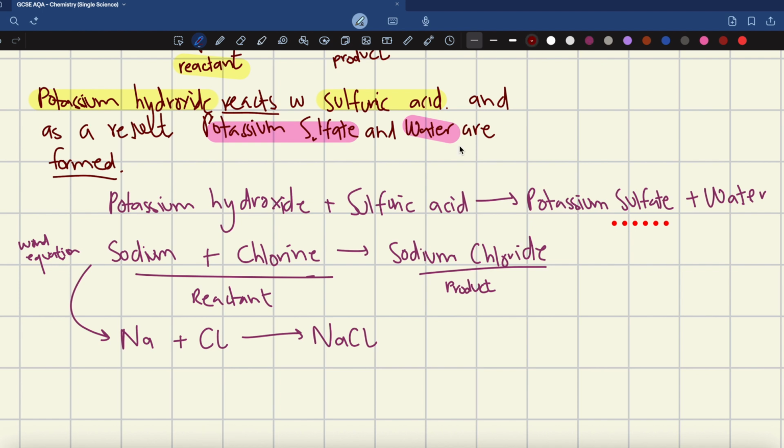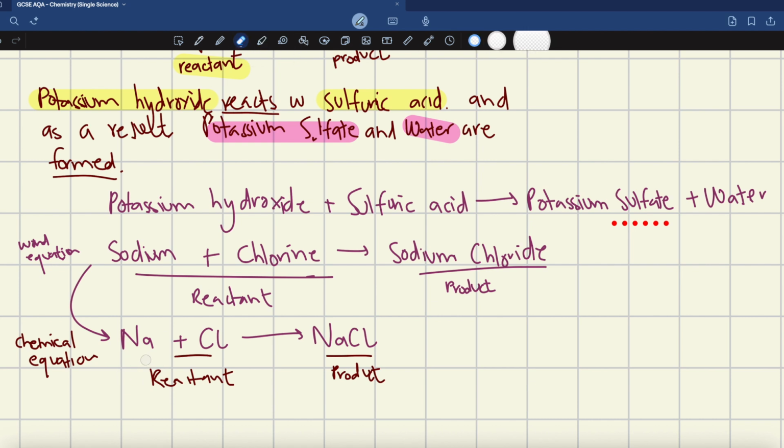The basic idea remains the same. These two are our reactants, and NaCl, this is our product. However, this is not a word equation. This is a chemical equation. So please know the difference. If the examiner asks for the word equation, you write the name of the element, the name of the compound in words. If the examiner asks for a chemical equation, you refer to the periodic table, and you figure out the chemical symbols and you write them down.